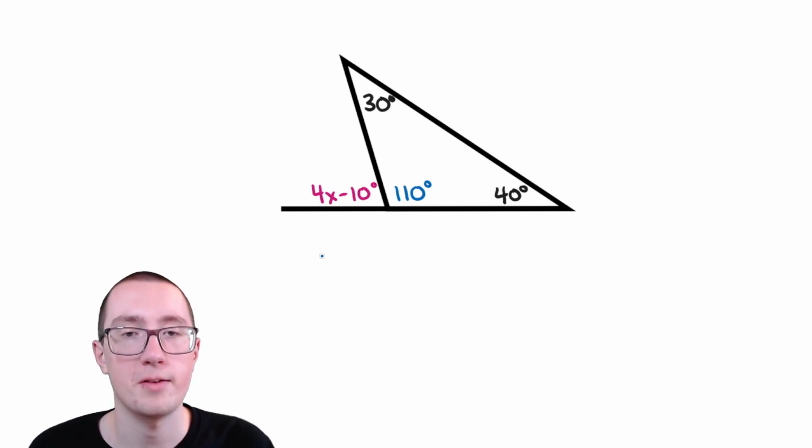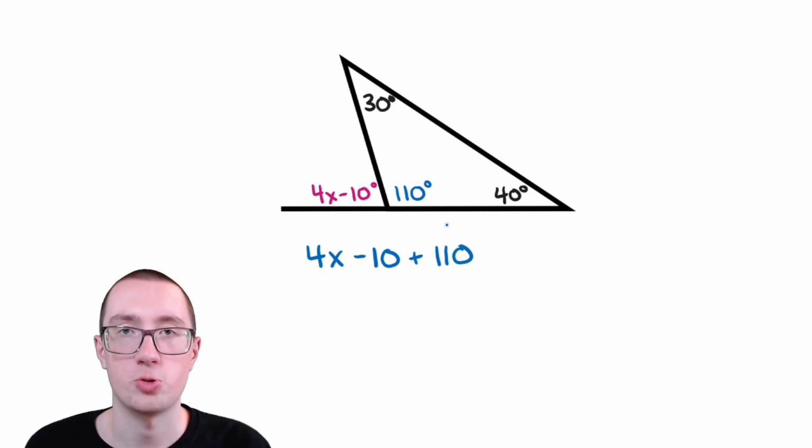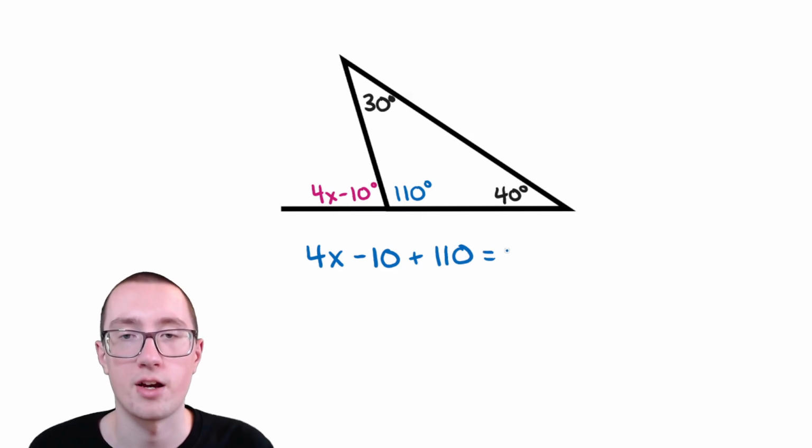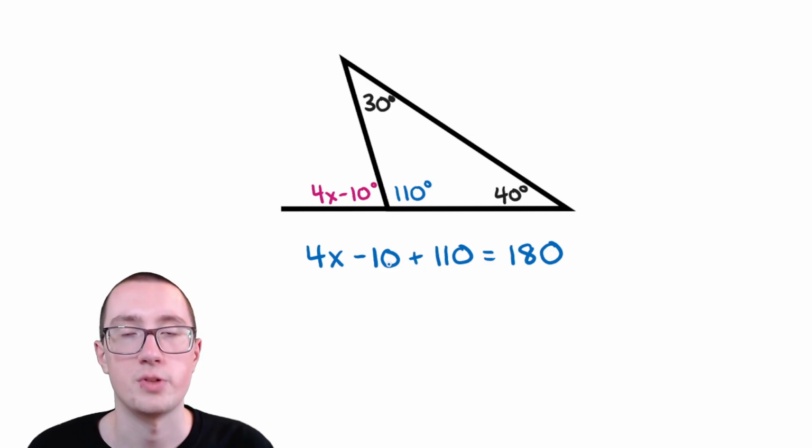So this angle on the left here is 4x minus 10. And this angle on the right is 110. And when you add these two angles together, remember they make a straight line, and a straight line is 180. So in our algebra equation, we're showing that when you add these two angles together, they should make 180. So now we just need to solve our algebra problem.